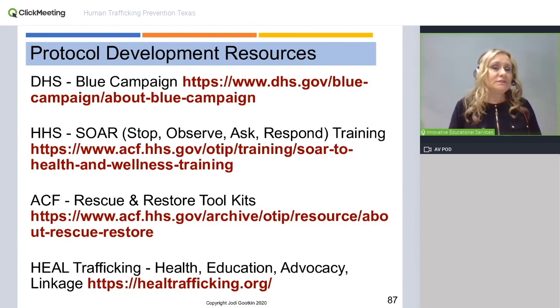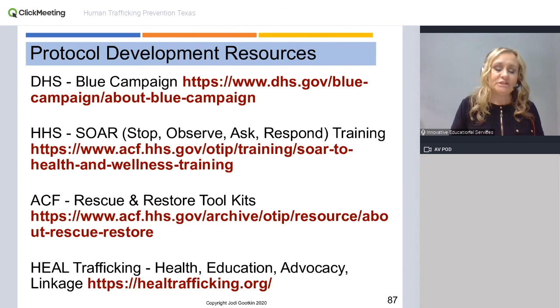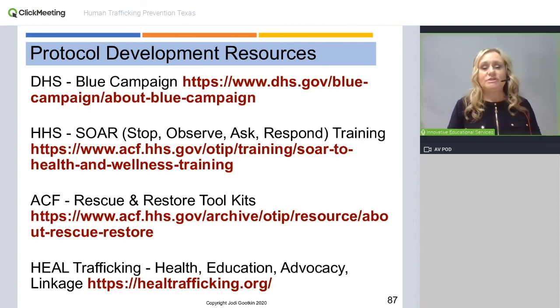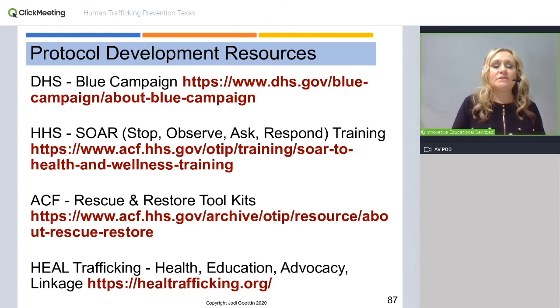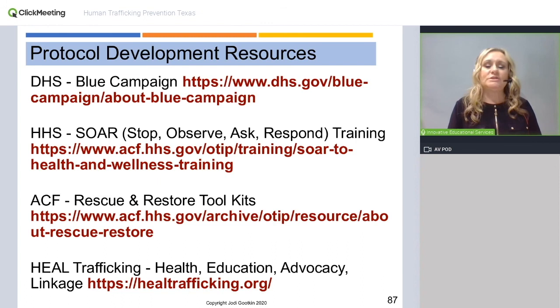Several different resources exist for protocols that have already been designed with input from multidisciplinary agencies of professionals collaborating to combat human trafficking using a public health perspective: the Blue Campaign; SOAR, which is Stop, Observe, Ask, and Respond training; Rescue and Restore toolkits; and HEAL Trafficking, which is Health, Education, Advocacy, and Linkage.